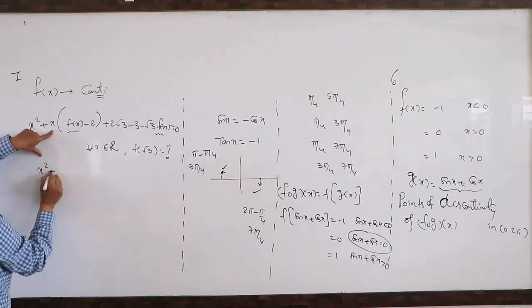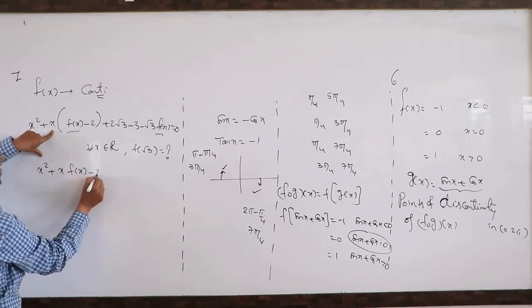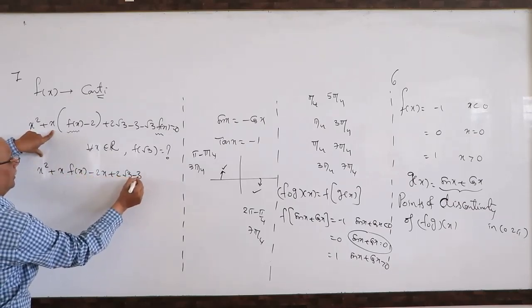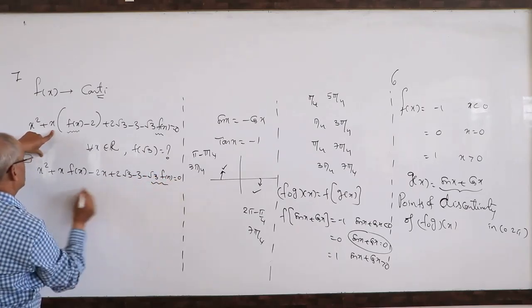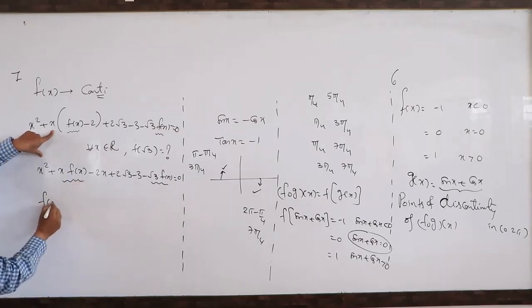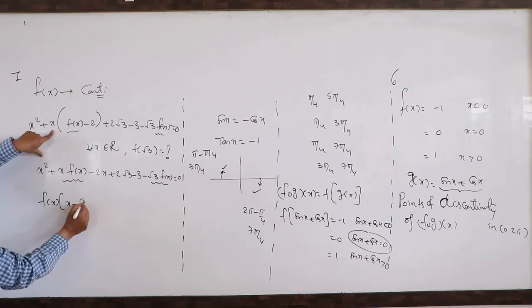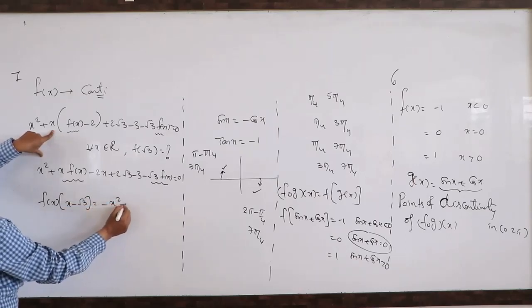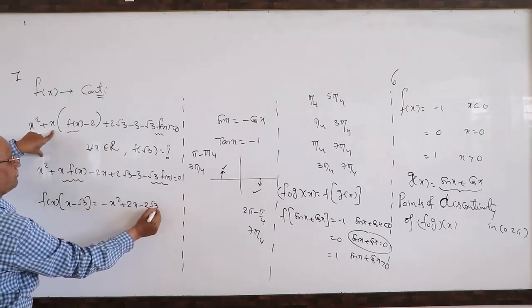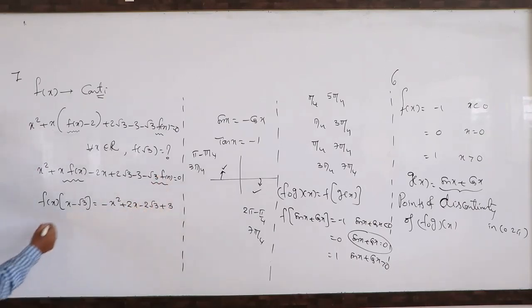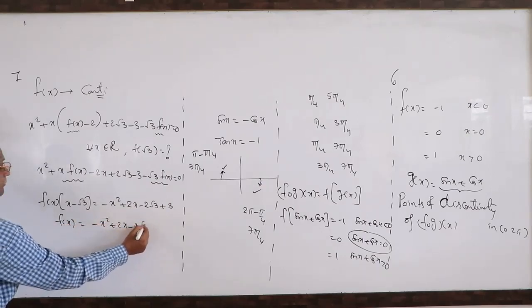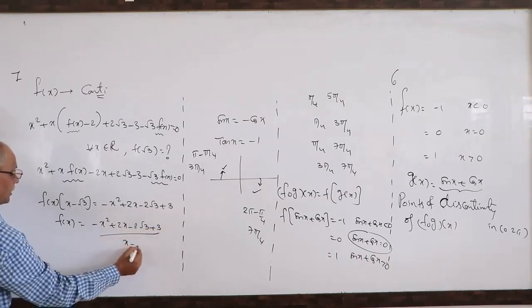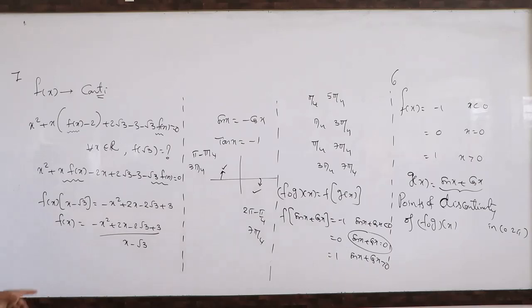(x square plus x) into f(x) minus 2x plus 2 root 3. Take all f(x) terms to one side, or else f(x) is common, (x minus root 3), and the remaining terms on the other hand, minus x square, 2x, like this. That gives you what f(x) actually is. Finally, we come to know the problem is that the denominator cannot be root 3. That is why they will ask you f of root 3.